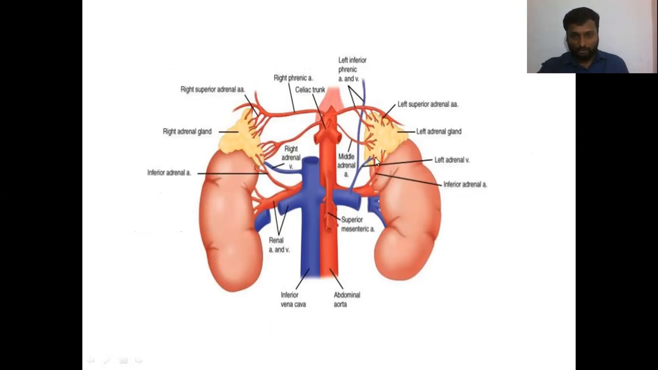But the left, this is the left side, left suprarenal gland. It is drained by the left suprarenal vein, which ends here in this left renal vein. See, this is the left renal vein. The left renal vein ends here in this inferior vena cava. So the left suprarenal vein ends in this left renal vein. That's all about the venous drainage.